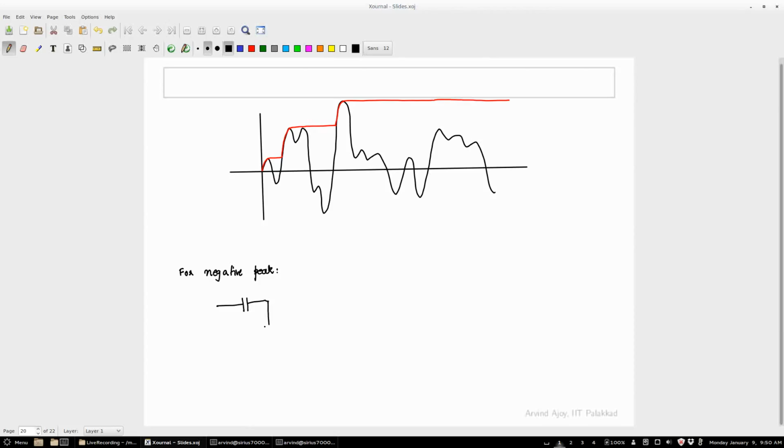Okay, now quick question, we'll close. Here you are getting the positive peak. What do I do to get the negative peak? Very smart. Okay, negative peak. Take that. Again, you have the capacitor. I just flip this diode, and take the voltage across the capacitor.